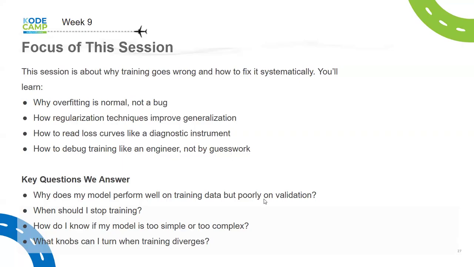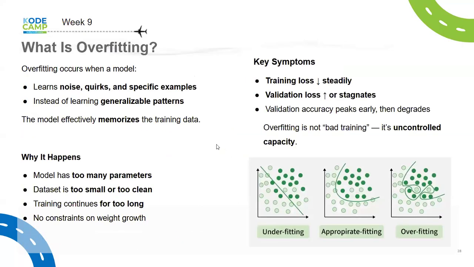Instead of doing guesswork, some of the questions that will be answered here are: why is your model performing well on training data but poorly on validation data? Should you stop training or continue? How do we know if the model is too simple or too complex? And what are the parameters, the knobs, that can be adjusted or tweaked in order to minimize that divergence of the validation loss?